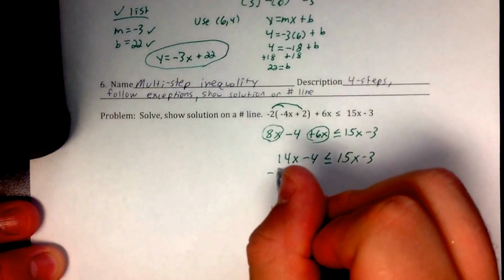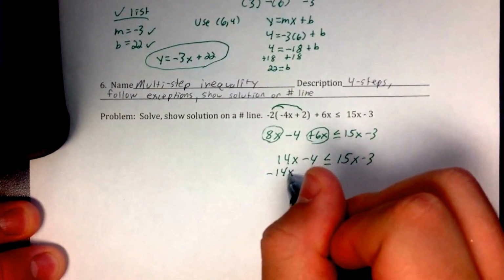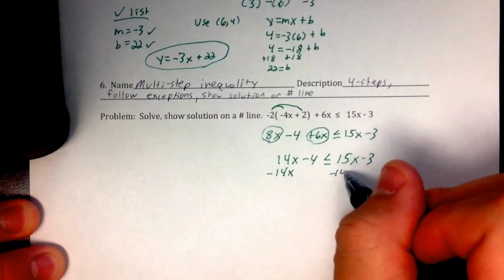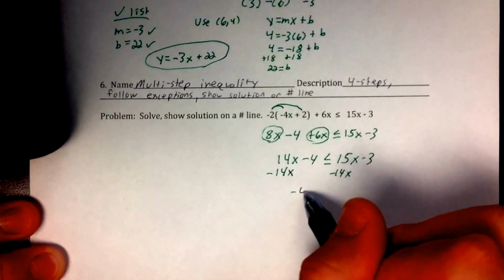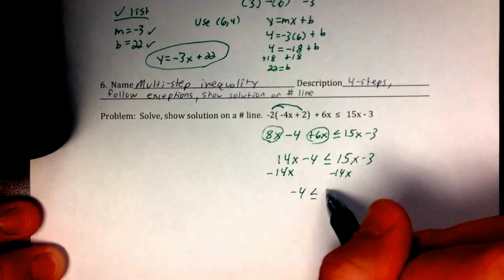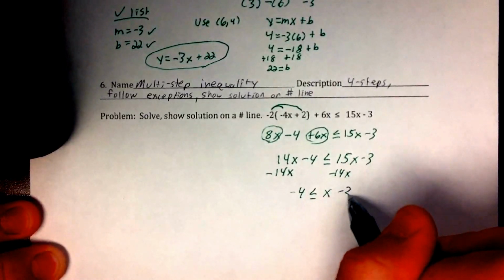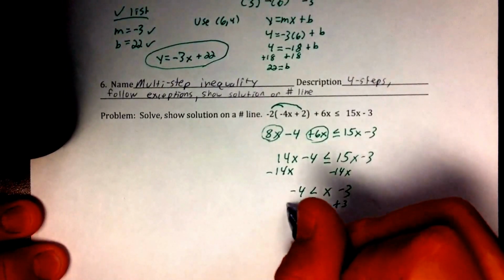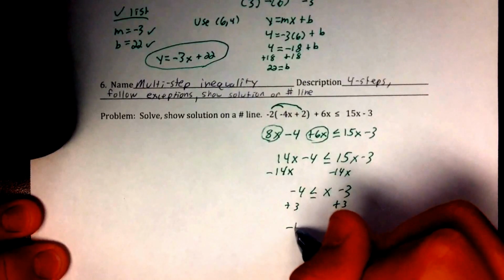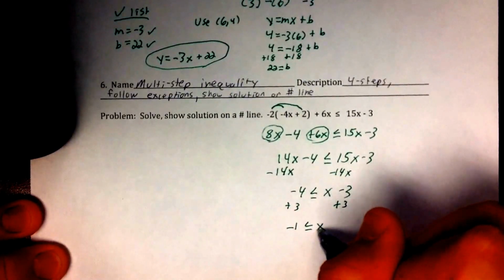So I'm going to pick on the smaller variable, which is the 14x, so I'm going to subtract 14x from both sides. Bring down the -4, less than or equal to, that just gives me 1x minus 3. So to get x by itself, I have to add 3 to both sides. So I get -1 is less than or equal to x.